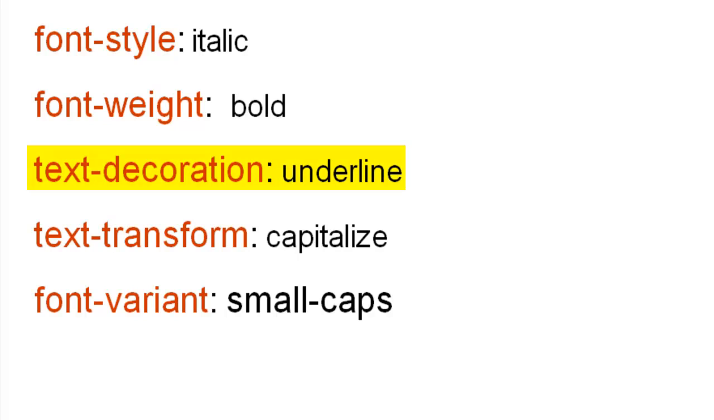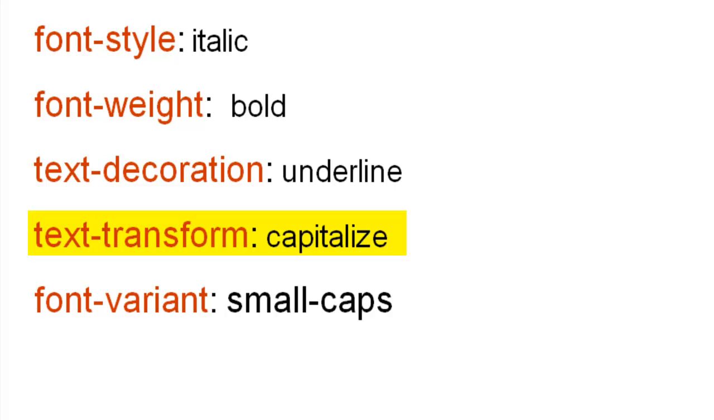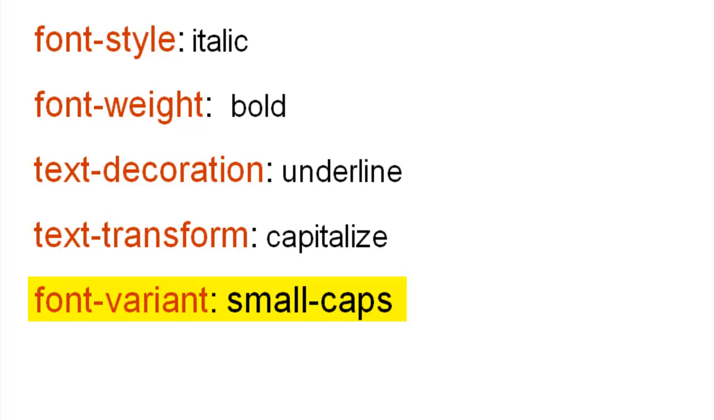The text-decoration property: underline or no underline. This is how we take off that blue hyperlink in our A tag, and we will look at that in tutorial 4. The text transform allows us to capitalize. The font variant allows us to do small caps. And like I said, there's an appendix in the back of the book, and also you can search on the internet for these CSS properties, because these are not all the values for these properties.